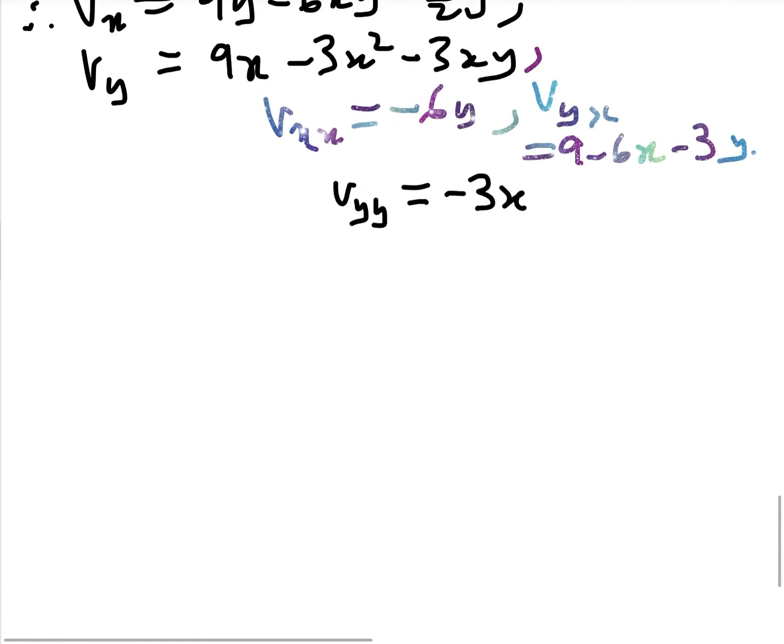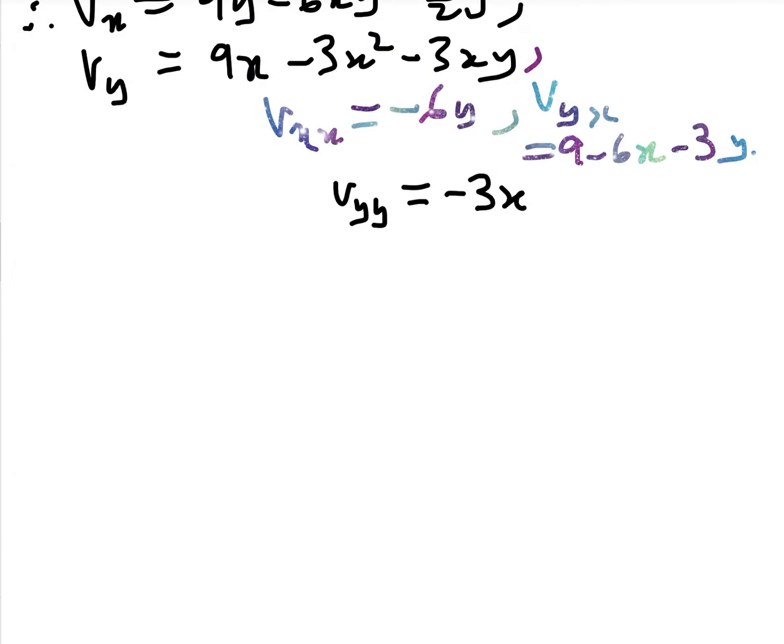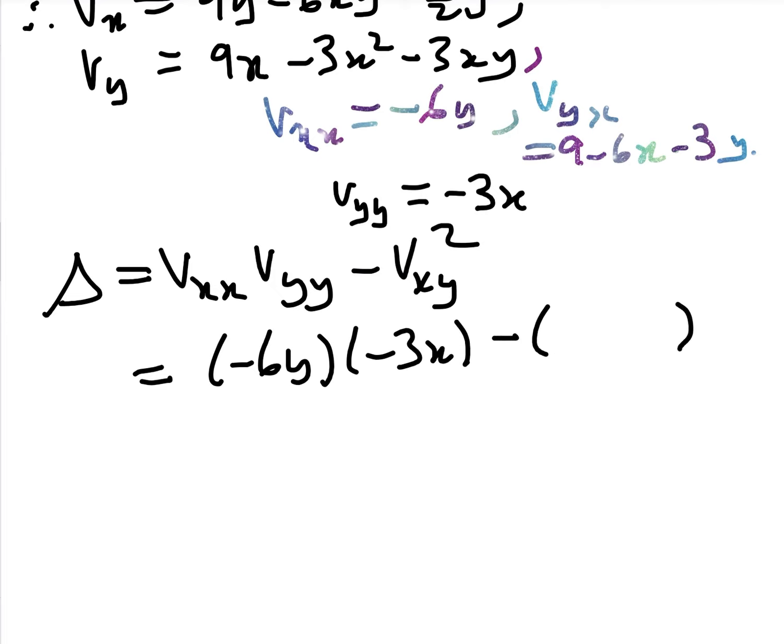If you calculate the discriminant, it's very easy to show that the discriminant, which is defined as Vxx Vyy minus Vxy squared, will be given by minus 6y times minus 3x minus Vxy squared, which is 9 minus 6x minus 3y, all squared. So these are the formulae we're going to need.